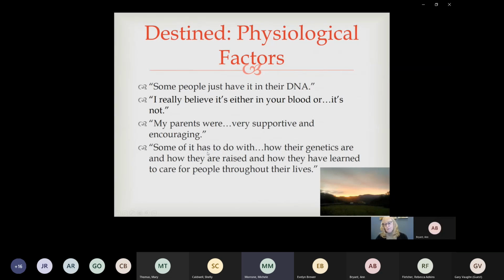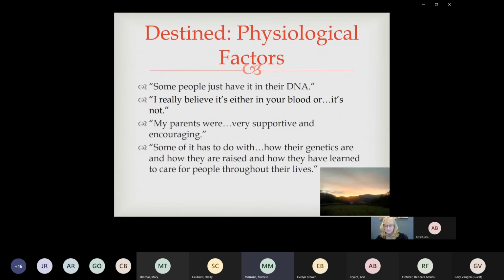There were physiological factors to being destined. One of the participants said, you know, they just have it in their DNA. And another one said, I really believe it's either in your blood or it's not. I don't think you can make it be there if it's not. Family was a significant functional motivator.